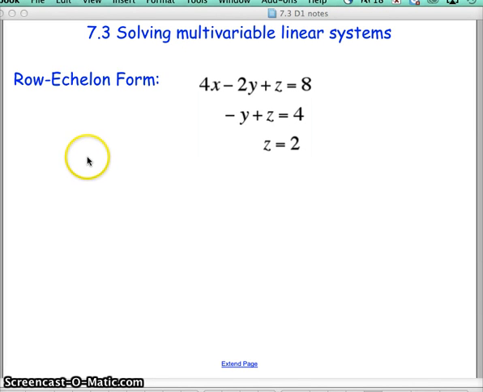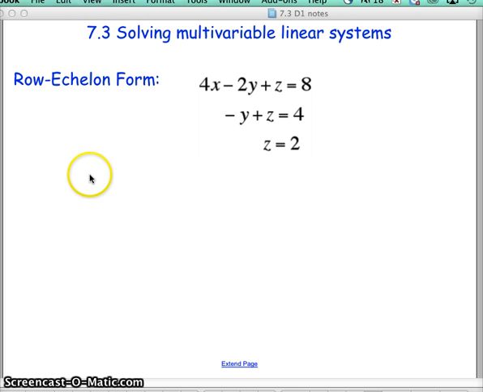Okay, good morning. Today we're going to do 7.3. We're going to be solving a system of three equations today. So far in the homework on 7.1 and 7.2, you've only been doing two equations, so today is the first day with three equations.